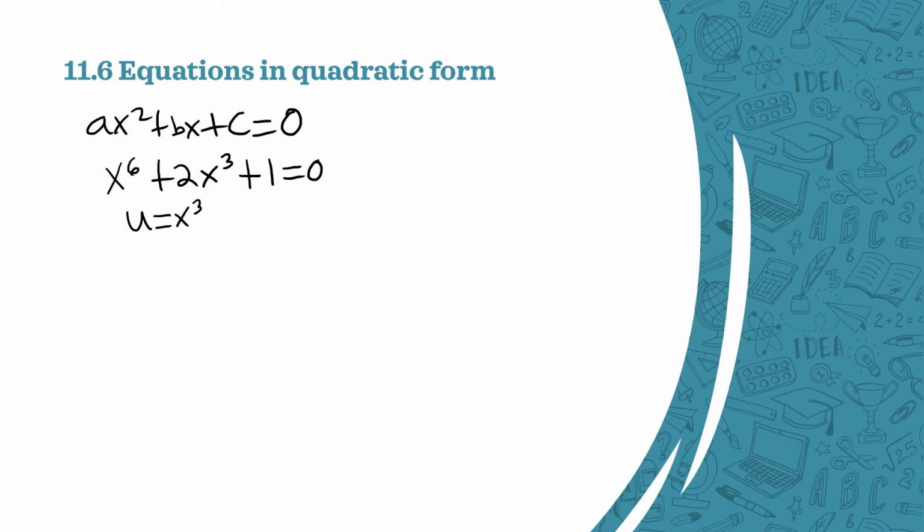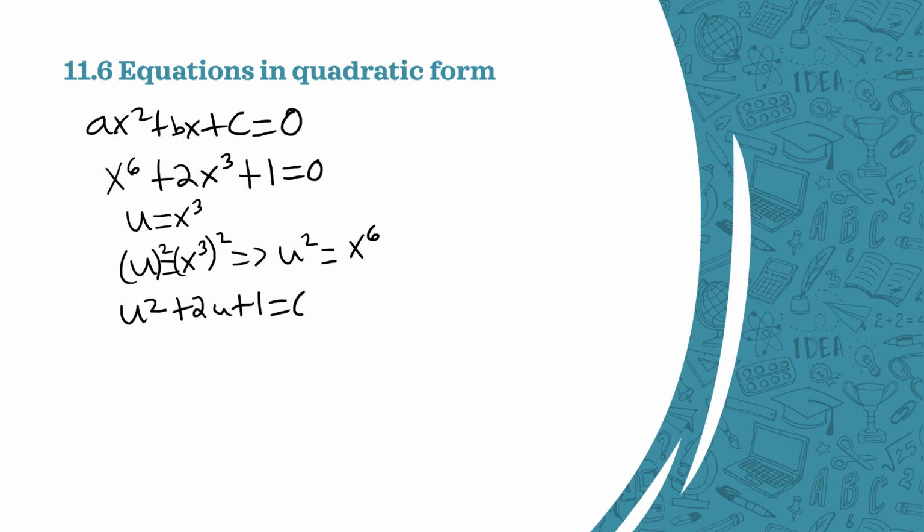Well, then I want to get x to the 6th out of this. So if I take u equals x to the 3rd and I square both sides, then that means I get u to the 2nd equals x to the 6th. So then you would just substitute it in like so. X to the 6th is u squared, so this becomes u squared. X to the 3rd is u, so plus 2u plus 1 equals 0.